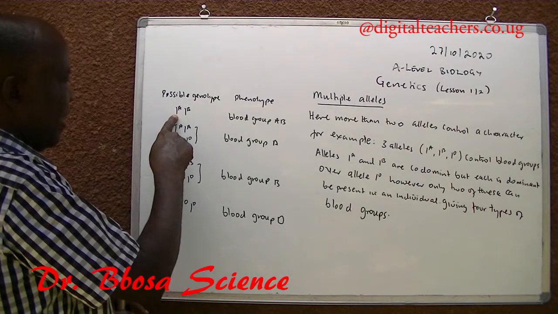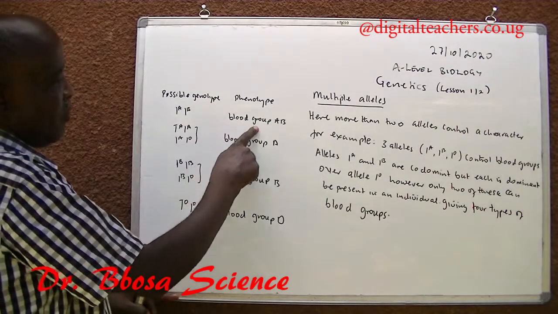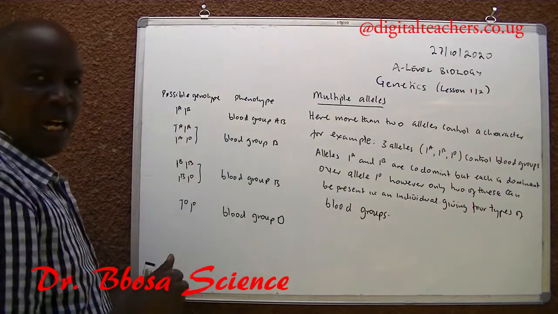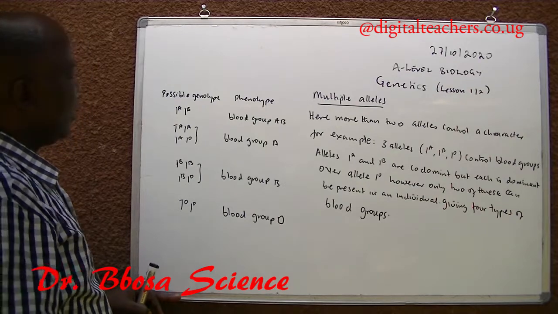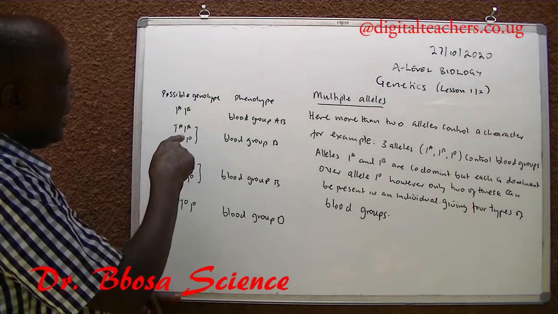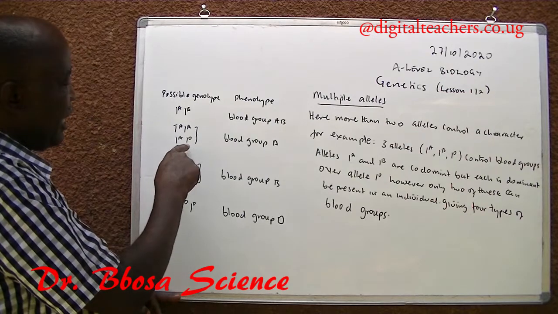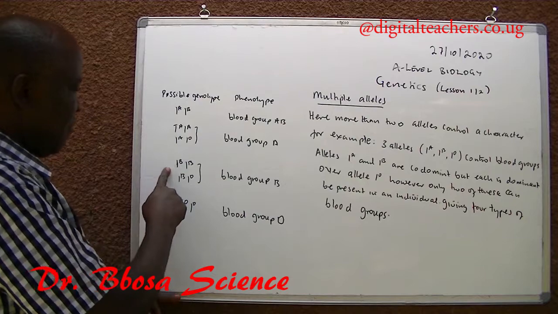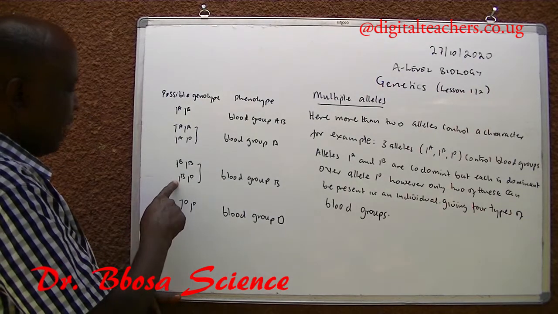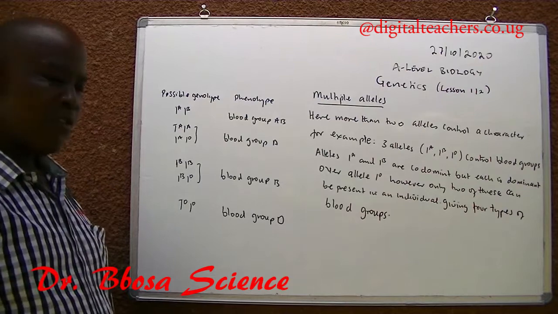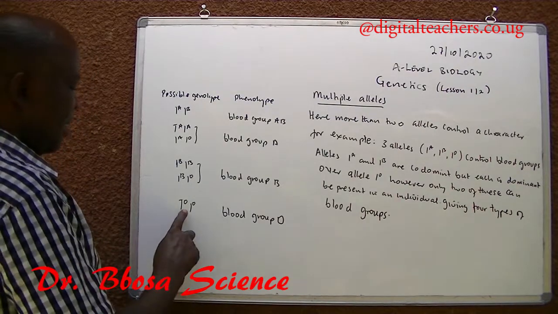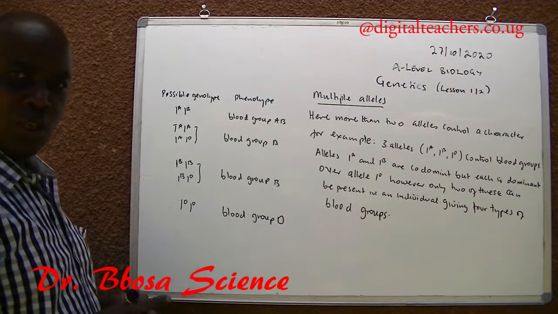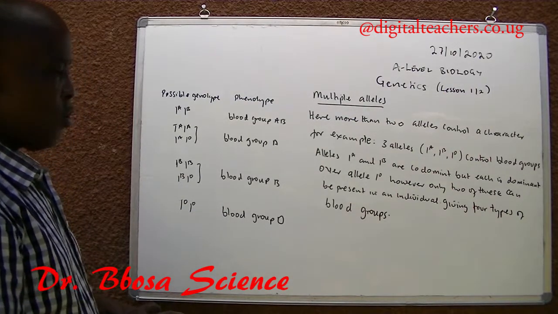When a person has got allele IA and IB, it will have a blood group AB, because allele IA and allele IB are codominant. If a person has got allele IA IA or IA and IO, then we have blood group A. If a person has got allele IB IB or IB IO, will have blood group B. And if a person has got an allele IO and IO, then we have blood group O.